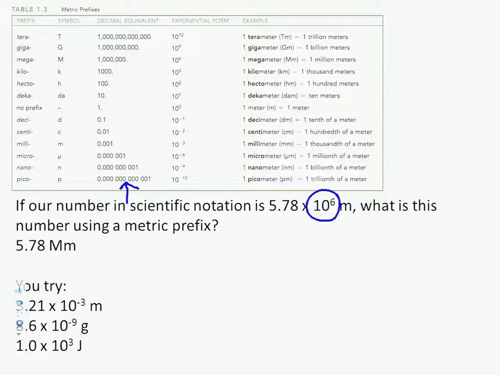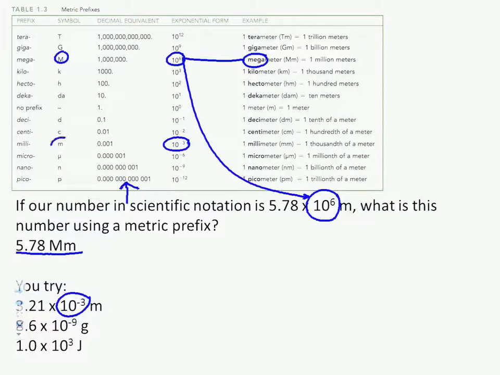So let's replace it. Which one do we want to replace it with? 10 to the 6th, mega. Okay, so we want to replace it here. So that's how we end up with 5.78 megameters. And notice the symbols that are right here. Okay, your turn. Give it a try. 3.21 times 10 to the minus 3. Replace that here. Okay, 10 to the minus 9. 10 to the 3rd. Okay, so if we advance this slide, we've got 3.21, the 10 to the minus 3 is a milli.